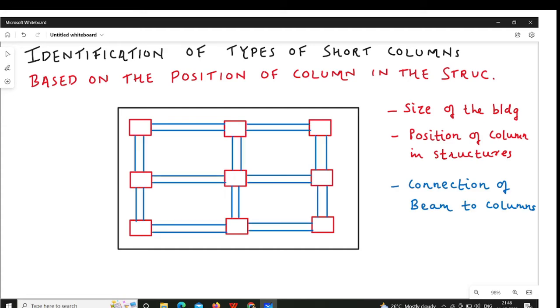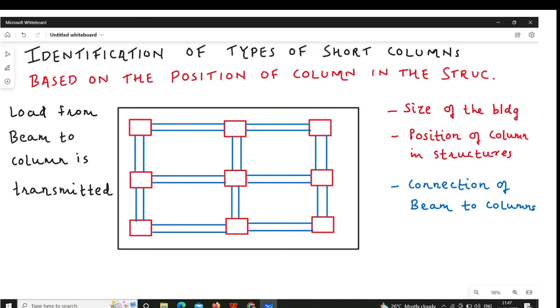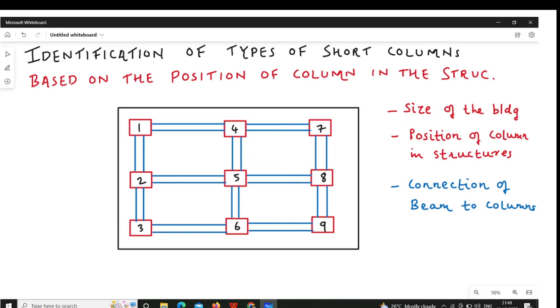It is connected through beams. All the columns are connected through the beams and the load is transmitted from the beam to the column in terms of bending moment and reaction. Okay, so load is transferred to the column. In the analysis, you have learned that it is transferred to the column in terms of bending moment and the reaction. Now you see, I have numbered the columns.